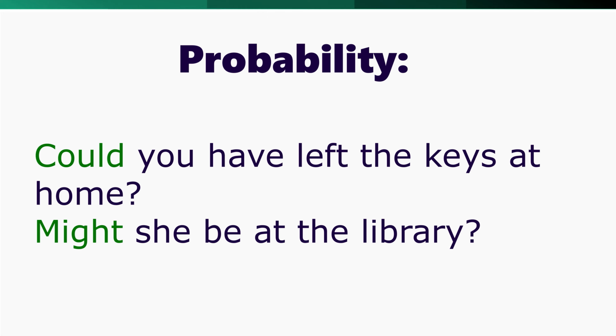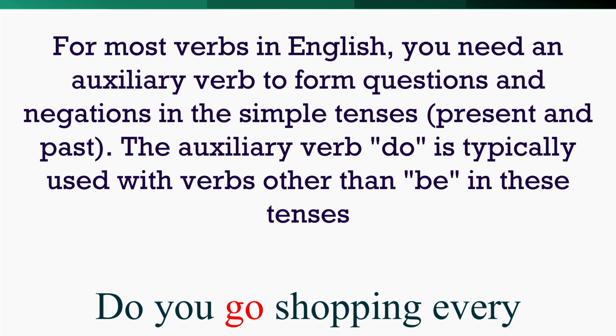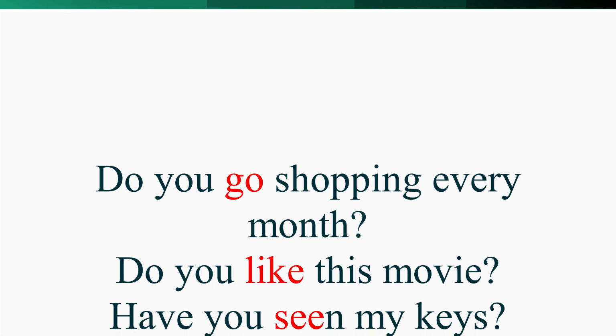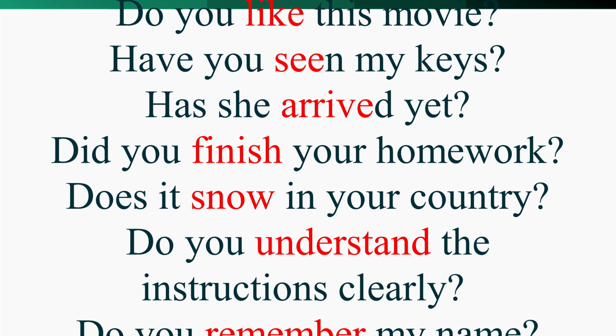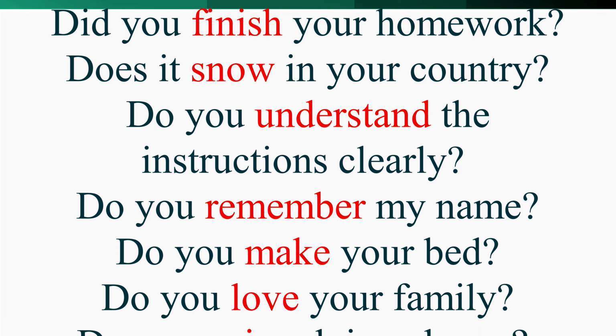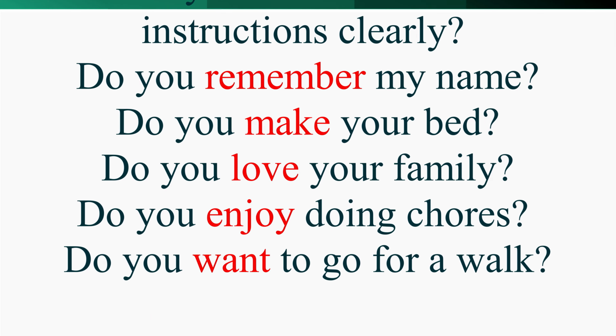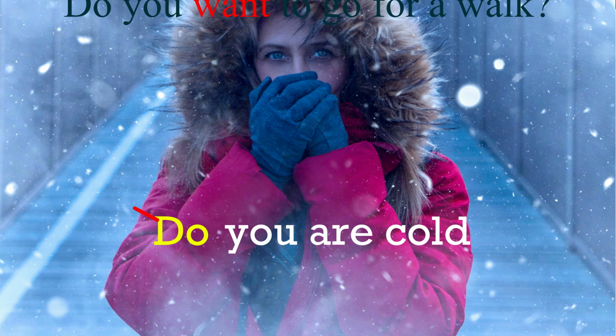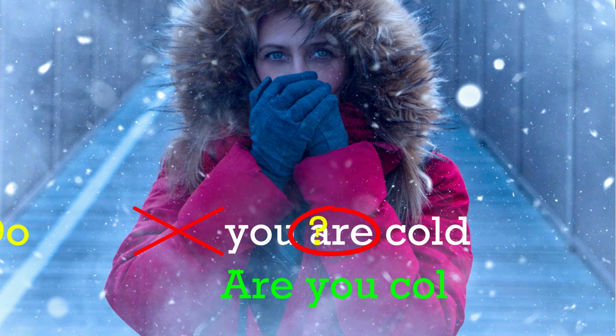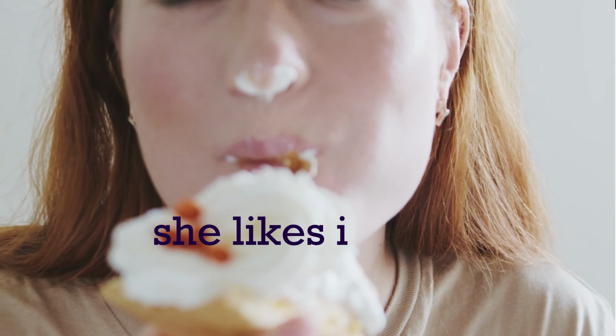For most verbs, however, you need a helping or an auxiliary verb before the person, which is typically the verb to do. This is true for negative sentences and questions, past and present simple. But you can't use do and be in the same sentence. They don't get along.